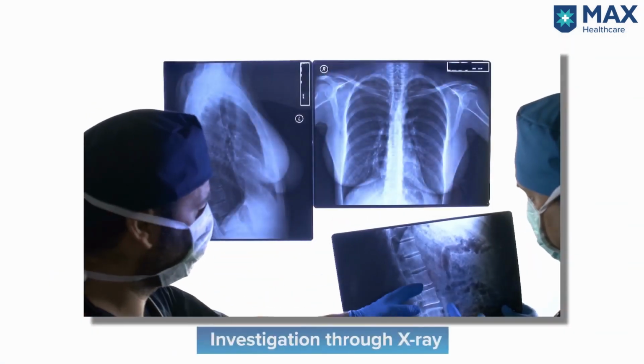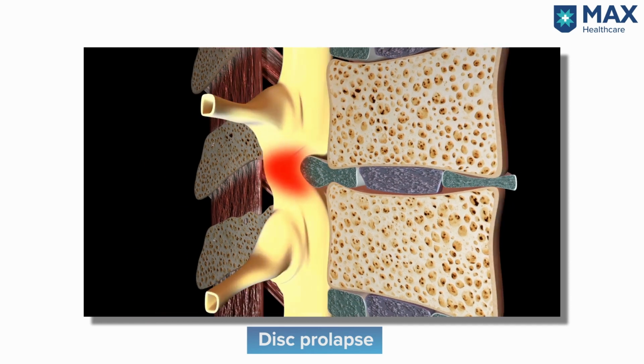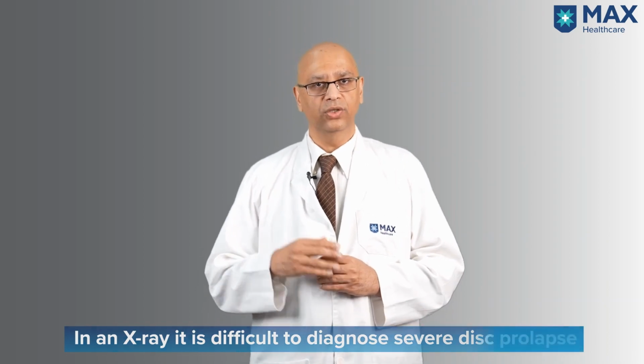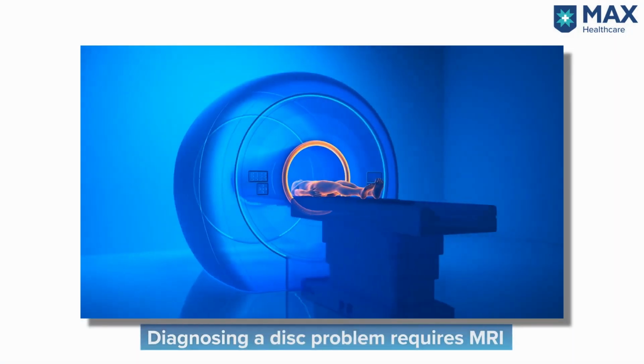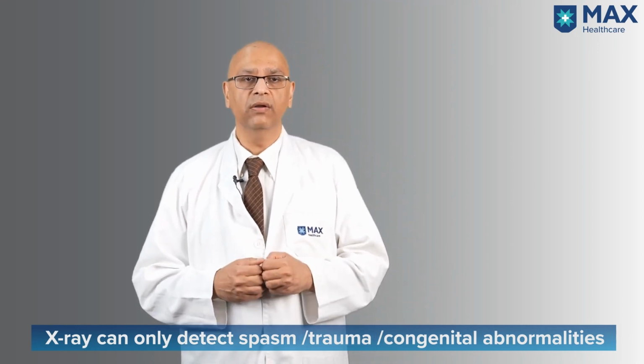For an orthopedician, the gold standard investigation of any disease is a simple X-ray of the spine. However, a disc prolapse is very difficult to diagnose on an X-ray, or how much the disc is affected. To diagnose a disc problem, we need an MRI. On an X-ray, we can just tell whether there is spasm, whether there is any trauma on the spine, or whether any congenital abnormality was there. Some people have a spinal defect which is detected around the age of 25-30 years when they have chronic backache. When they go to a doctor, they get an X-ray done, and it is revealed.